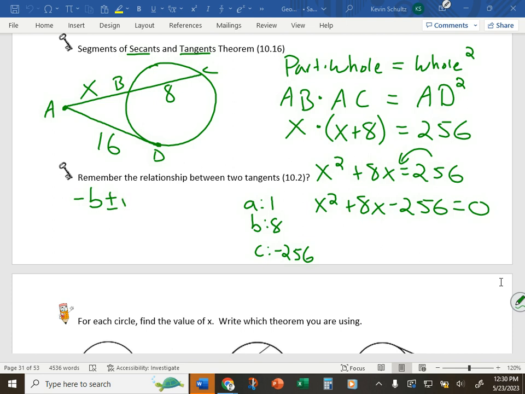And then if you forgot what the quadratic formula is, negative b plus or minus the square root of b squared minus 4ac, all divided by 2a. If you don't have it memorized, put it on a help sheet, please.